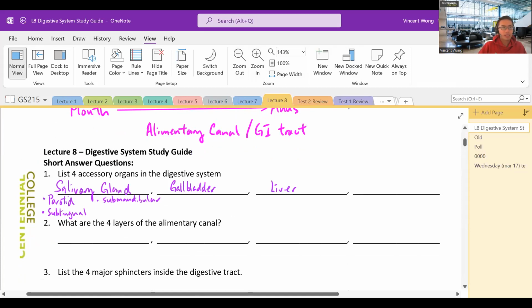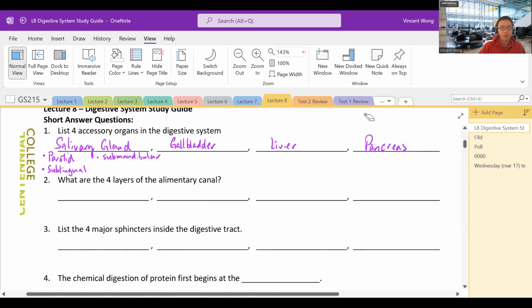And one last one. Anybody remember what the last one might be? Pancreas. Pancreas is correct. You can live without your pancreas, but you will have to be on a lot of medication to replace all the enzymes that it normally would produce. So those are your accessory organs.